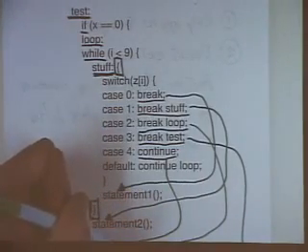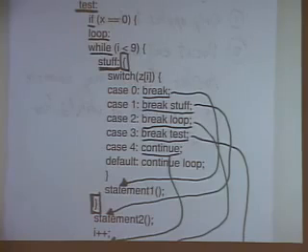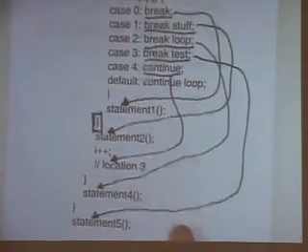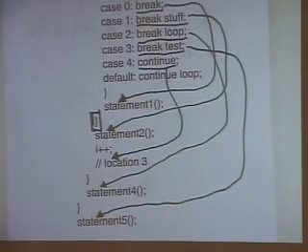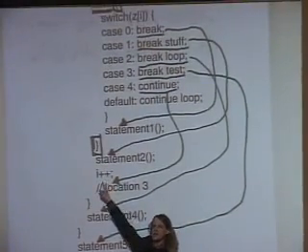So basically, it's like it jumps here to location 3. Let me move location 3 up there. It jumps to location 3. It even skips this i++.